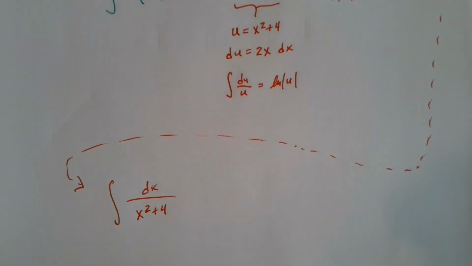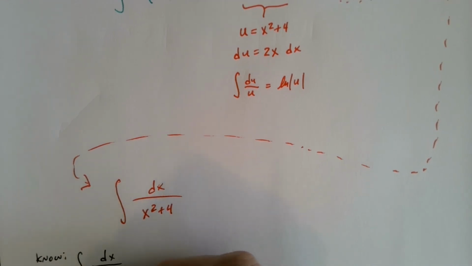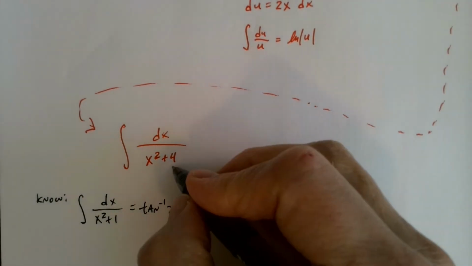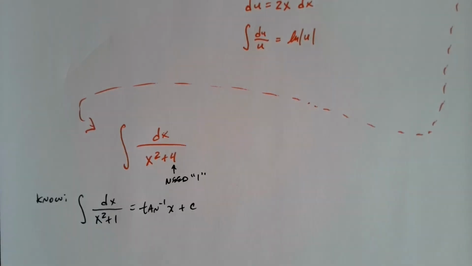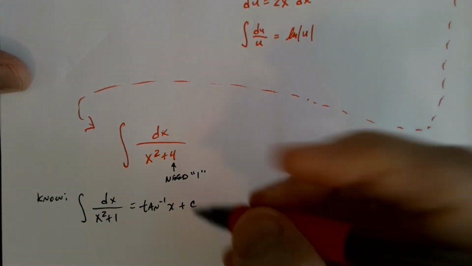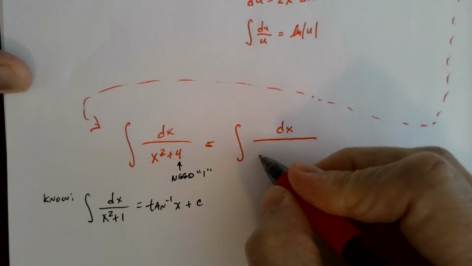We know that the integral of dx over x squared plus 1, remember, was the arctangent or tangent inverse function. But the problem is I have a 4 here, I need a 1 here. So how do I get that 1? I factor out a 4. And we've done this before.